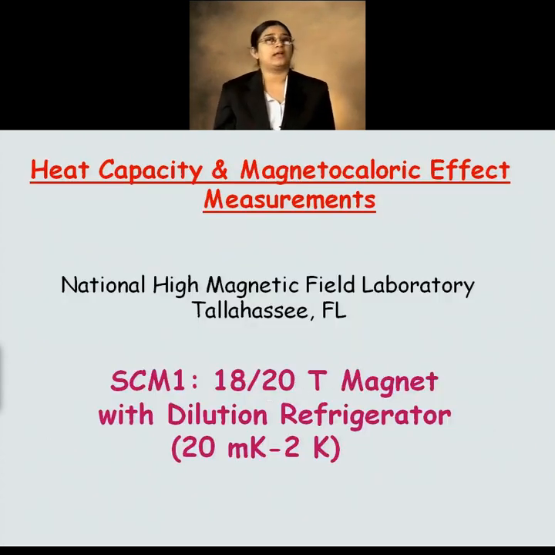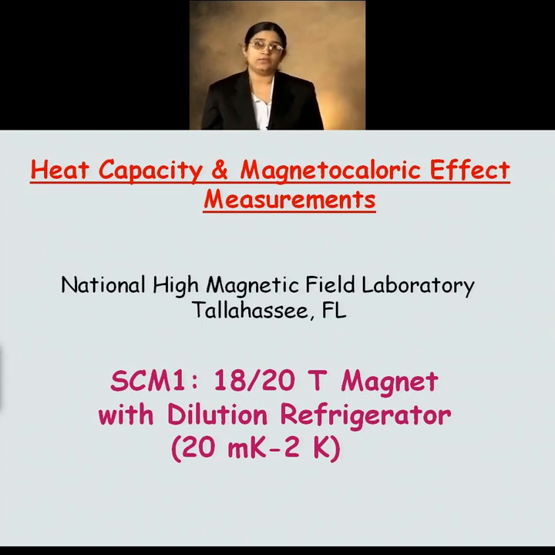And in this regard, we did the heat capacity and the magnetocaloric effect measurements at the National High Magnetic Field Laboratory in Tallahassee, Florida. The measurements were performed on SEM1, on which a magnetic field of 18 to 20 Tesla can be achieved. Using the dilution fridge with this system, we can get to the lowest temperature of 20 millikelvin.